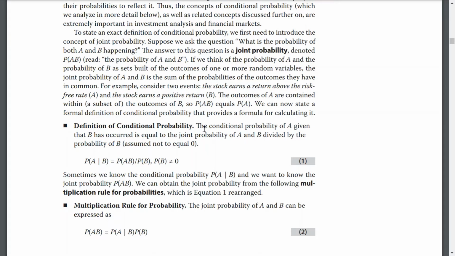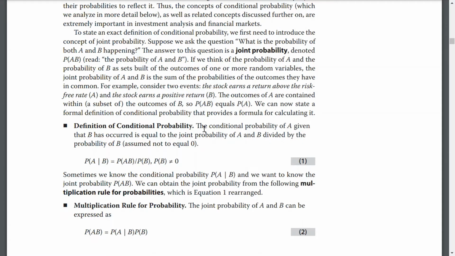If we think of the probability of A and the probability of B as sets built of the outcomes of one or more random variables, the joint probability of A and B is the sum of the probabilities of the outcomes they have in common. For example, consider two events: the stock earns a return above the risk-free rate, A, and the stock earns a positive return, B. The outcomes of A are contained within the subset of the outcomes of B. So the probability of A and B equals the probability of A.